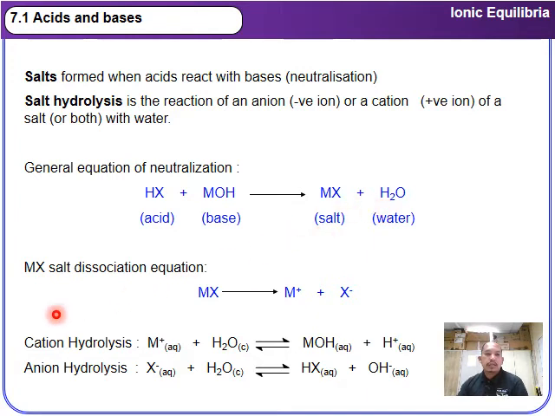If the salt dissociation equation forms M positive and X minus, M positive is considered the cation of the salt, having cation hydrolysis in water to form MOH aqueous and H plus, producing the H plus ion, while the anion X minus in water undergoes anion hydrolysis to form HX aqueous plus OH minus aqueous.